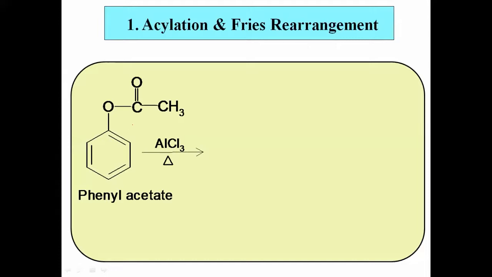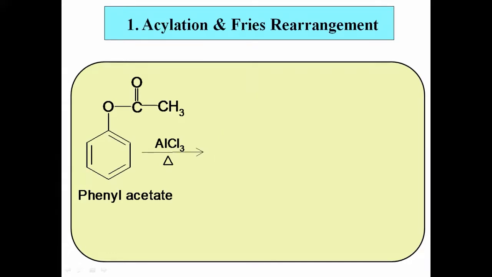And those Lewis acids which are used as a catalyst, याला आपण Lewis acid catalyst असं म्हणतो. For example, AlCl3, BF3, ZnCl2, FeCl3. These are the examples of Lewis acid catalyst. In this reaction, we are using anhydrous AlCl3 as a catalyst. Our phenyl acetate, which we prepared in the first step, reacts with AlCl3. What happens here? A specific type of reaction takes place.